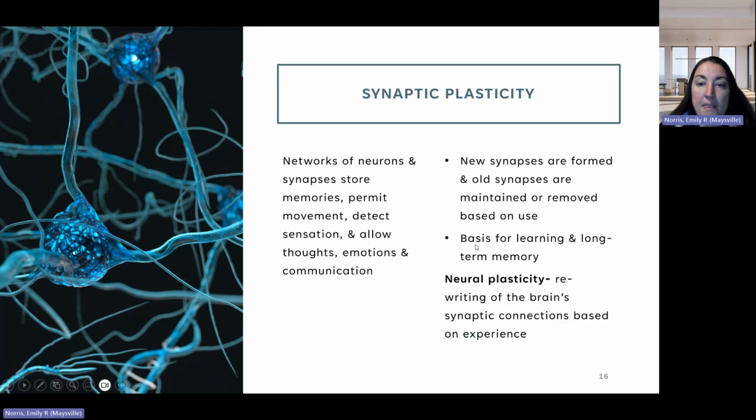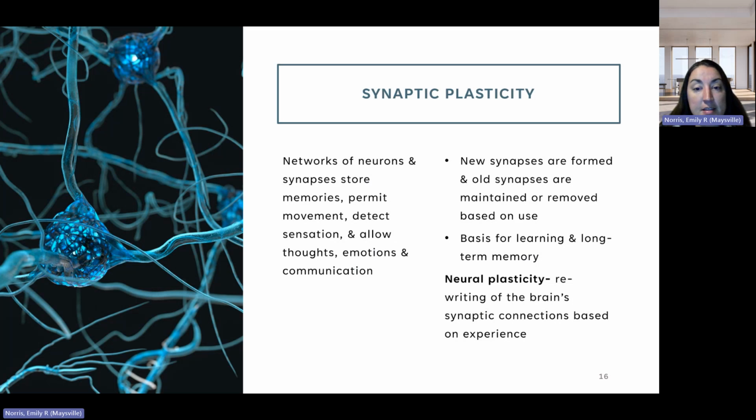All right, synaptic plasticity. There are networks of neurons and synapses that store memories. They allow you to move. They're what detect your sensation. They are what allow thoughts, emotions, communication. So this is essentially what creates long-term memory. What allows you to learn are these networks of neurons and synapses. New synapses are formed and old synapses are either maintained or removed based on use. So this is the basis for learning and long-term memory.